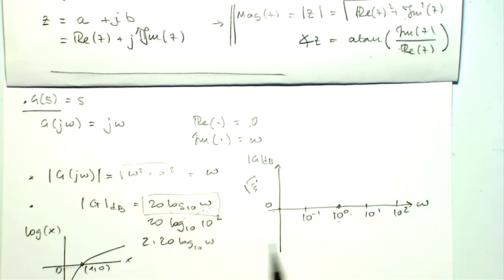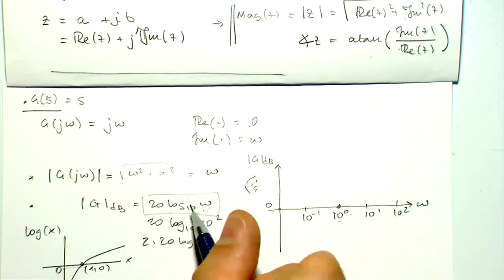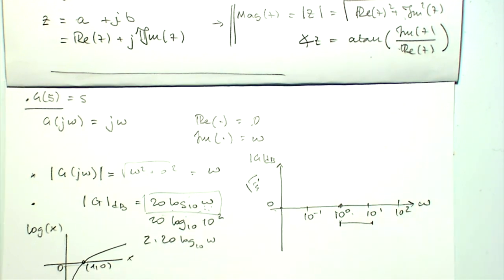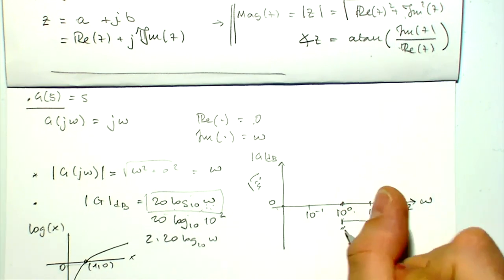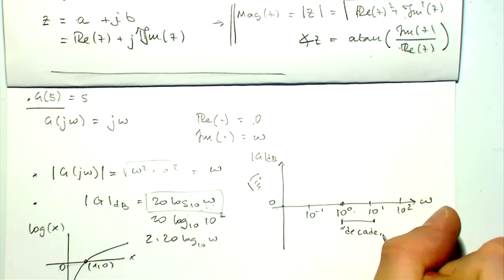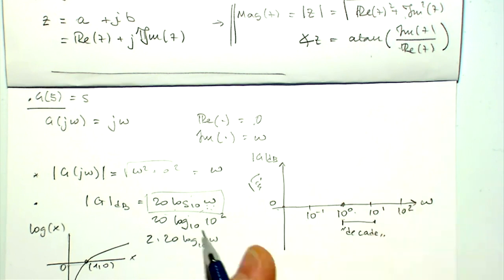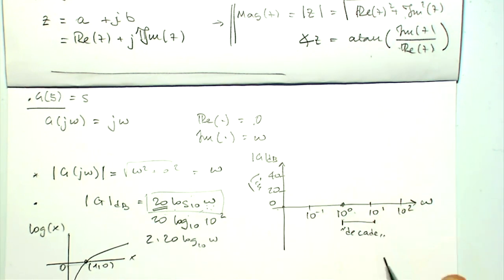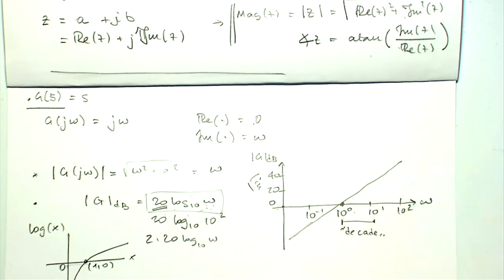So the point is that this is a line that, for every decade, we call these intervals between the powers of omega decades, for every decade, it gains 20 dBs. This is 20, this is 40, and so on. You get something like this, okay?